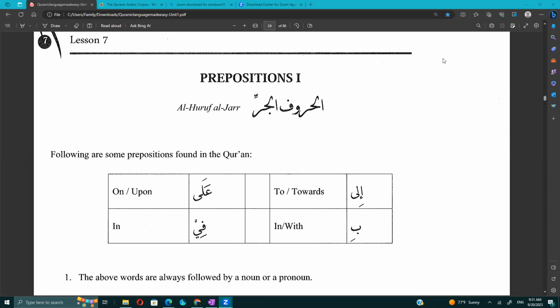So does anybody have any questions? Okay, so I feel alhamdulillah it's all clear, and I hope you have all understood the previous lessons, inshallah.